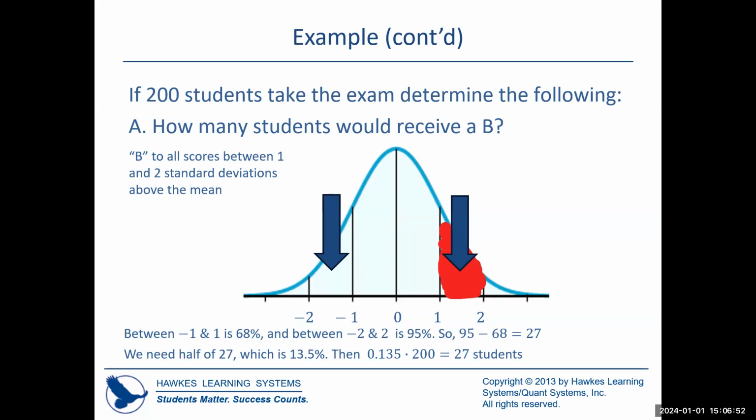Just for purposes of illustration, the A range is 2 standard deviations or more. Look how small that area is underneath the curve. Those of you getting the C's would be between -1 and 1 standard deviation. That's 68%. That's a huge area. So again, that's grading on a true curve.